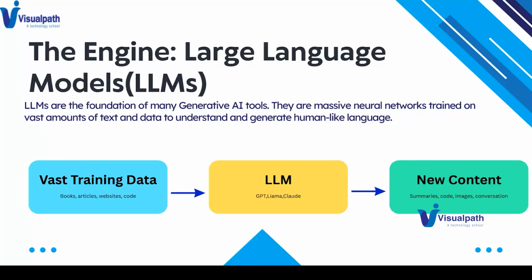Now, what exactly is an LLM that you need to understand? LLM means large language model. It is the foundation of many generative AI tools. They are massive neural networks trained on vast amounts of data to understand and generate human-like language. There is so much data available on the internet and in the public cloud, in the form of books, articles, websites, code, and so on. The model learns from this data, and using LLMs like ChatGPT, Llama, and Claude AI, it can create new content. It will summarize, generate images, create conversations, and so on.